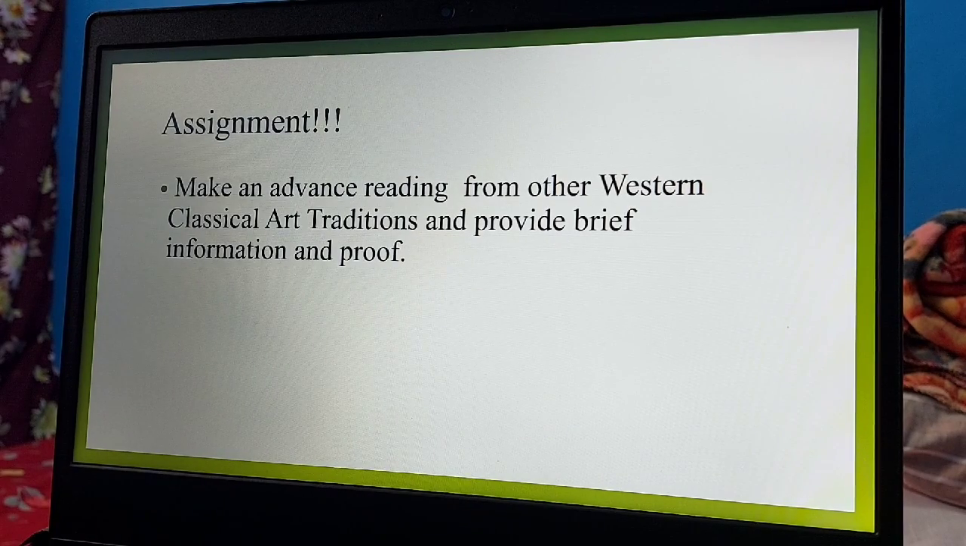Assignment. For your assignment, class, make an advanced reading from other Western classical art traditions and provide brief information and proof.